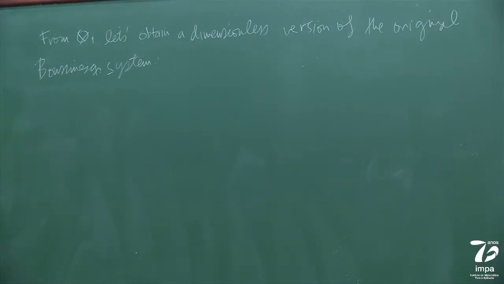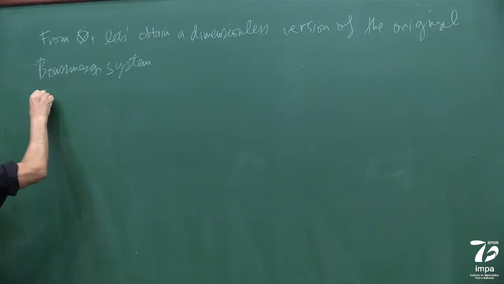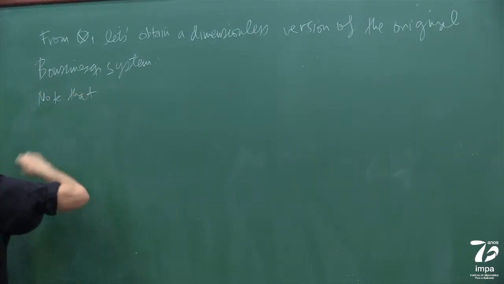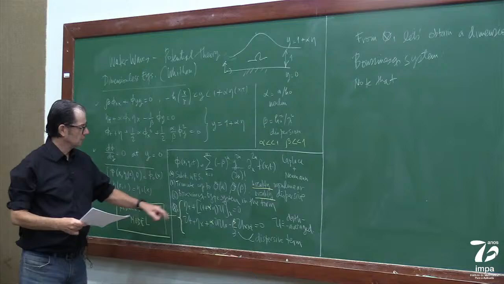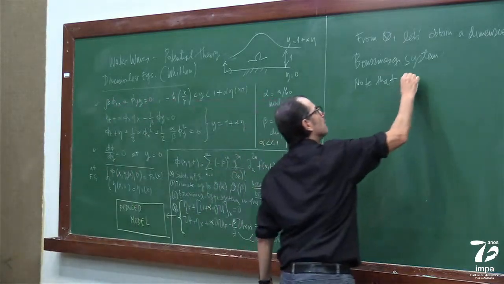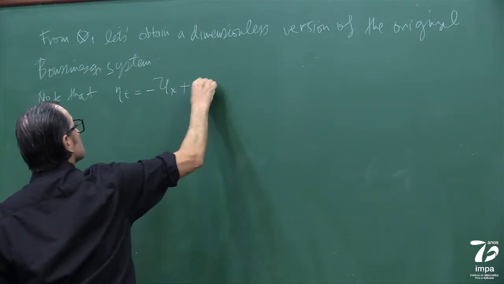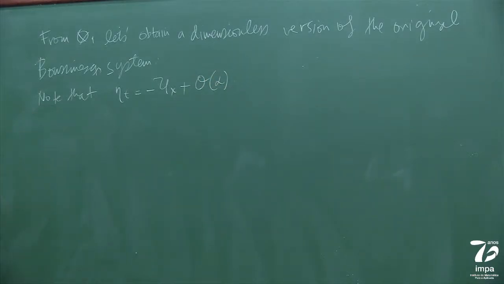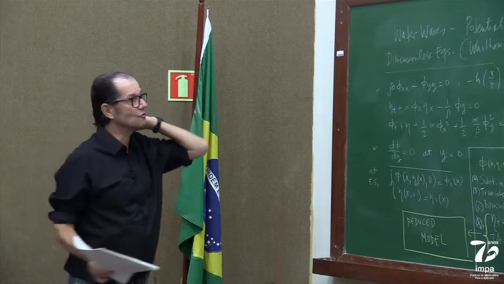So the trick is the following. It's a trick that appears all the time. So note this. Note that from the first equation here, eta t, see if you agree with this, eta t is equal to minus u of x plus order alpha. This is something we're going to be doing many times now in this sort of asymptotic game we're playing.